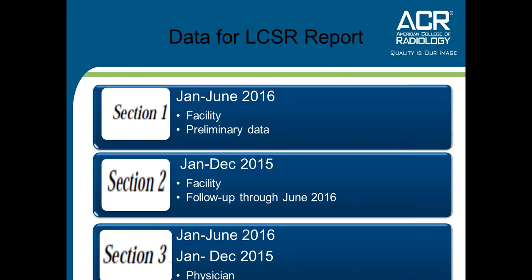Now let's see the data that we use for LCSR report. We have typically three sections. Section 1 is the preliminary data, and it is the facility level measures that we report on. Section 2 is again the facility level measures with a follow-up through the current reporting period. And section 3 is the physician level measures. It has all the information submitted through January to June 2016 and January to December 2015.